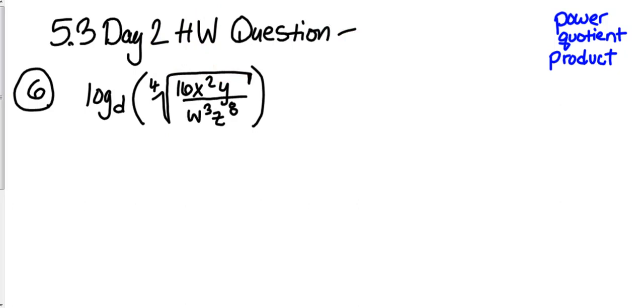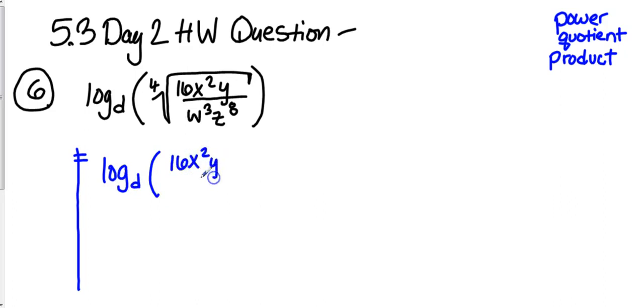So to get started, let's first remember that when I see a big fourth root like that, I can write that as log base d. How can I write that fourth root as an exponent? Well, just like square root means raised to the 1/2, fourth root means that this whole fraction is being raised to the 1/4 power.